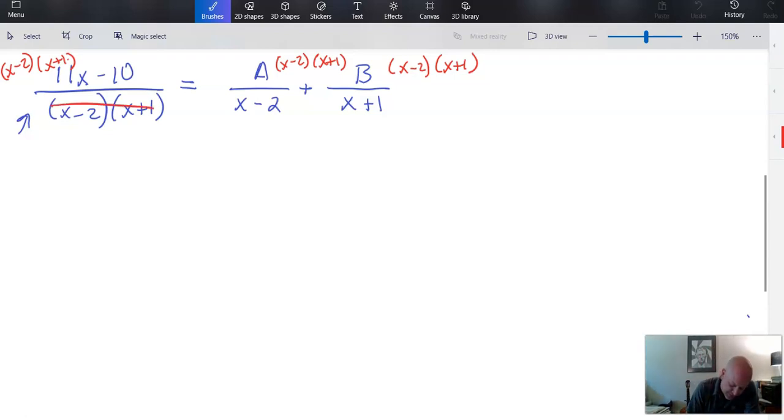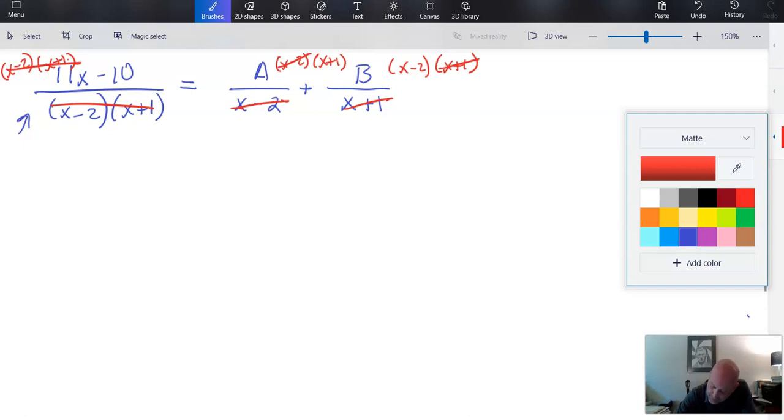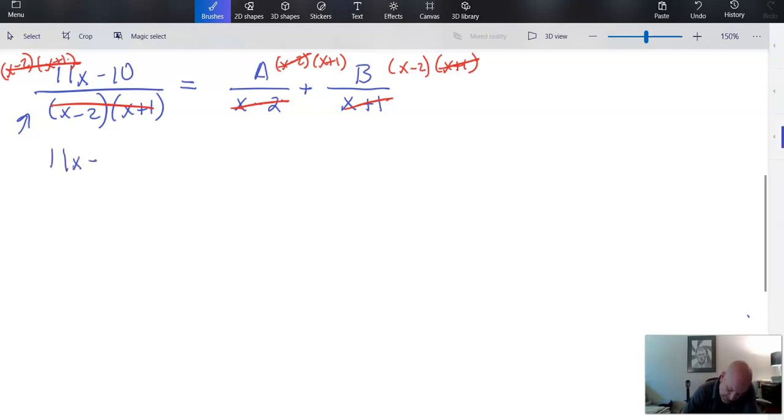These two factors will cancel with these two. That will cancel with that, and x plus 1 cancels with x plus 1. We haven't done anything illegal, because all we did was multiply by the common denominator. With that whole denominator gone, this is now 11x minus 10 is equal to A times x plus 1 plus B times x minus 2.